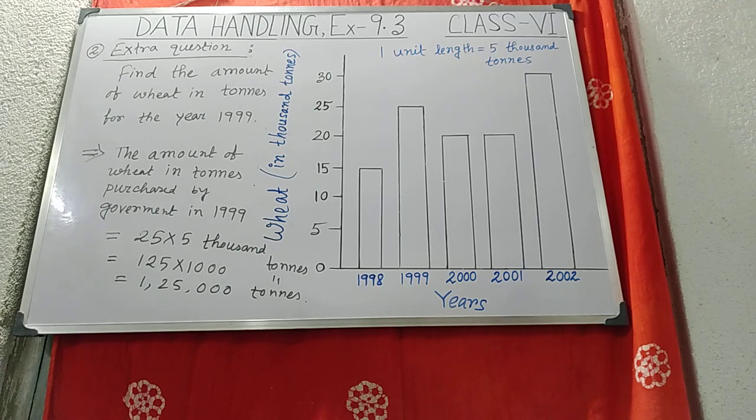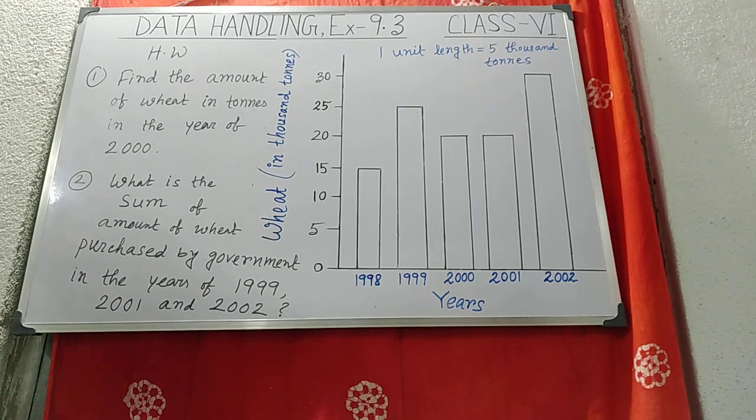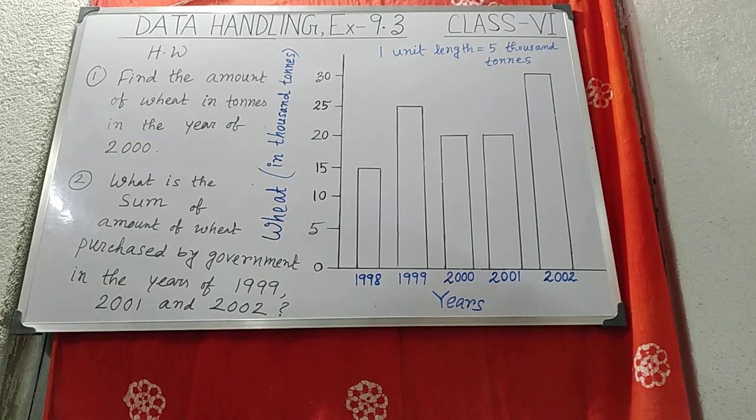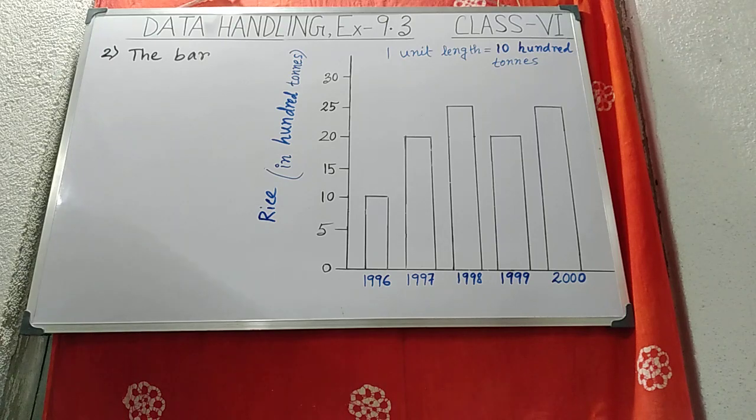Now I am giving one homework for you. Your first homework from this question: find the amount of weight in tons in the year of 2000. And your second question is, what is the sum of amount of weight purchased by government in the years of 1999, 2001 and 2002. This is your second homework.